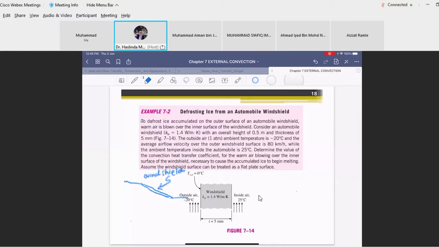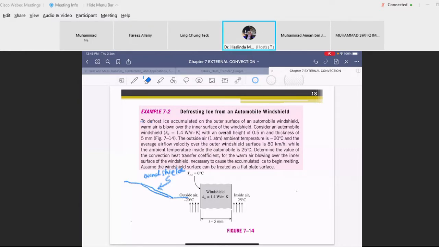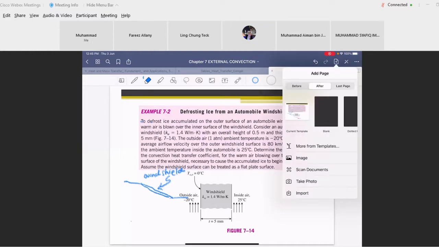I hope all of you understand. Faham ke tak this example? Guys. No comment. Macam faham tak ke faham? Macam tak faham? Okay. Betul ke saja ni buat tak faham? Okay, now tak apa. Sebab memang tak faham.